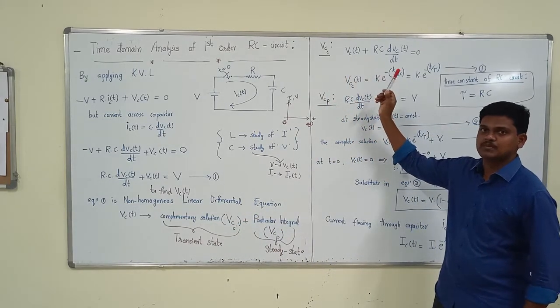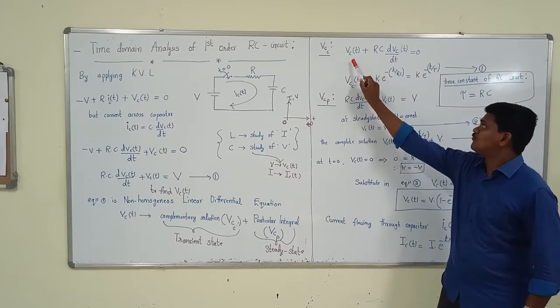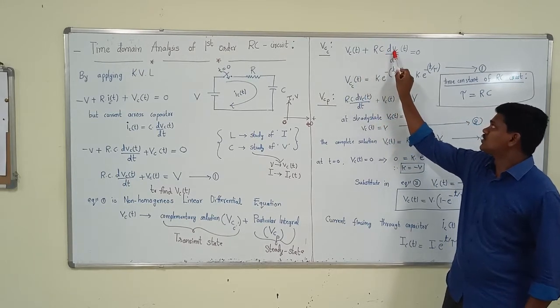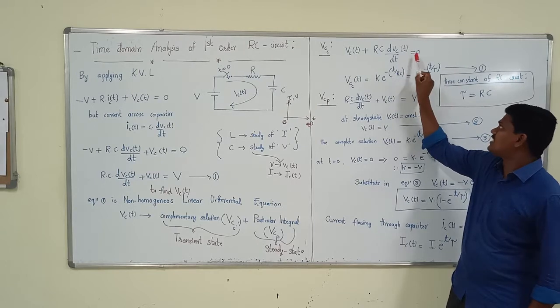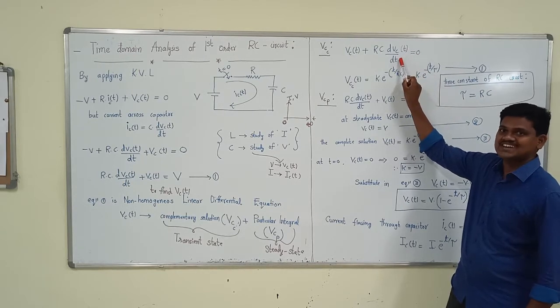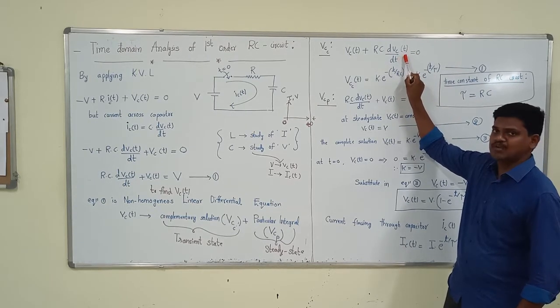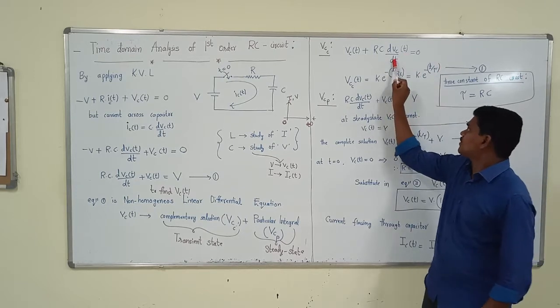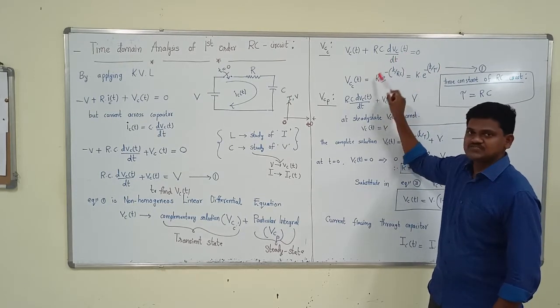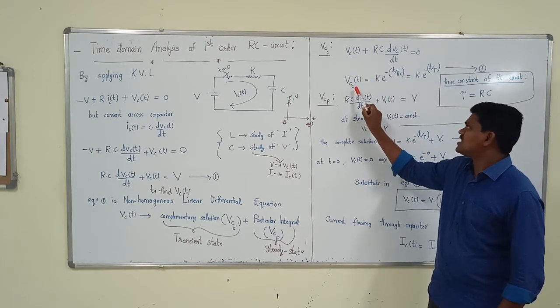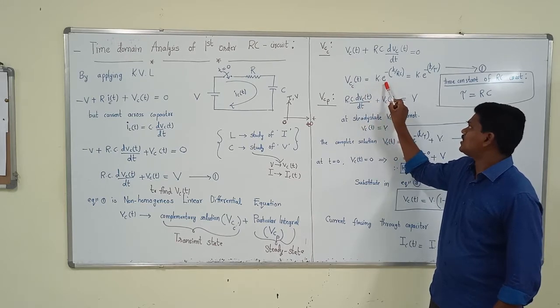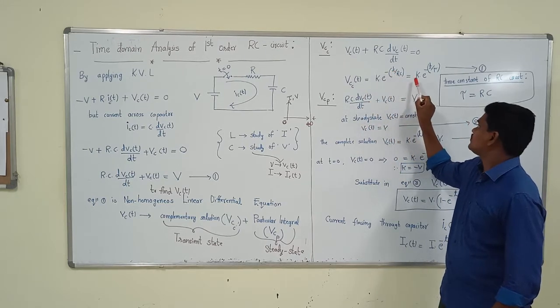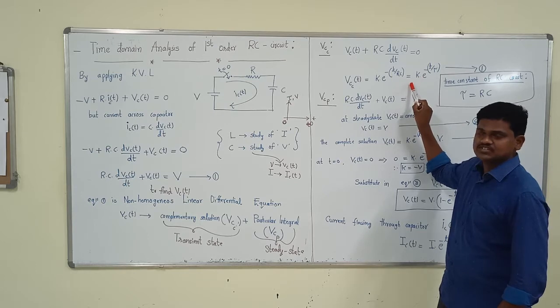That means the source will be removed. That's why Vc of t plus Rc into dVc of dt of t is 0. Why are we always writing the t? We are analyzing the time domain, right? From that, by solving this equation, we will get Vc of t equal to k into e power minus t by Rc.